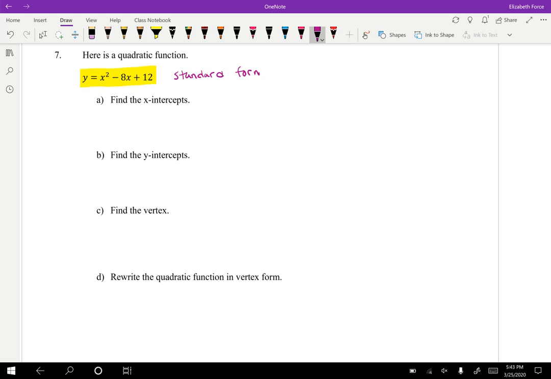And standard form is important because right off the bat, you should be able to tell me the y-intercept. So I'm actually going to skip down to part B and answer that one. Because this function is in standard form, I know that my y-intercept is the constant, which is 12, the number without the variable. So my y-intercept is at (0, 12).